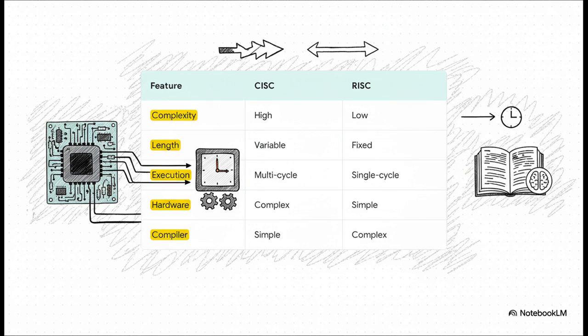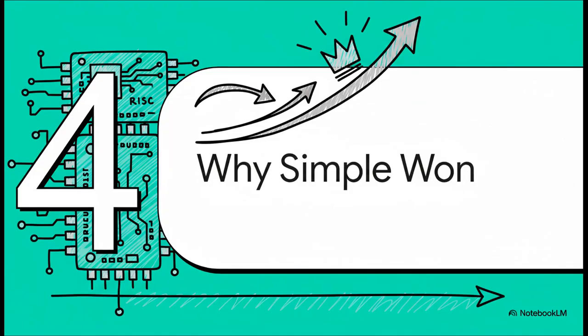So you see, the complexity has to live somewhere. With CISC, it's baked into the hardware. With RISC, it's shifted to the compiler, which has to be really smart about how it strings all those simple instructions together to get a complex job done. So if both approaches have their pros and cons, how did this story end? Which philosophy came out on top? Well, in pretty much all of modern computing, there is a clear, undisputed winner.